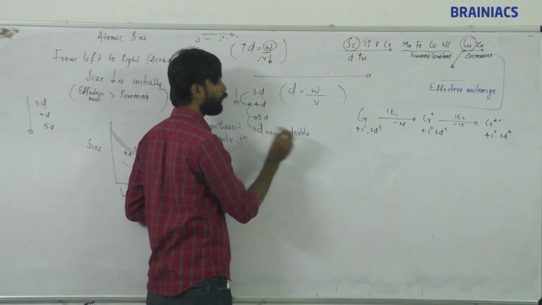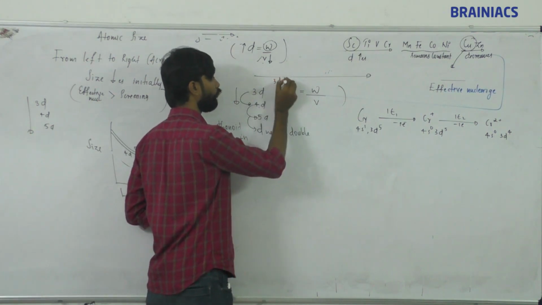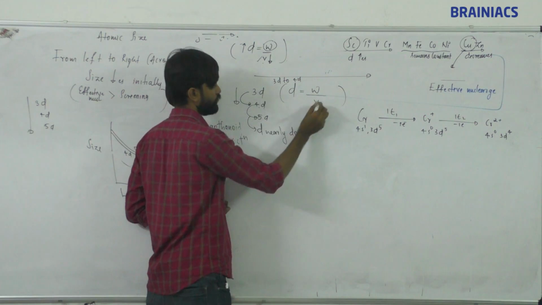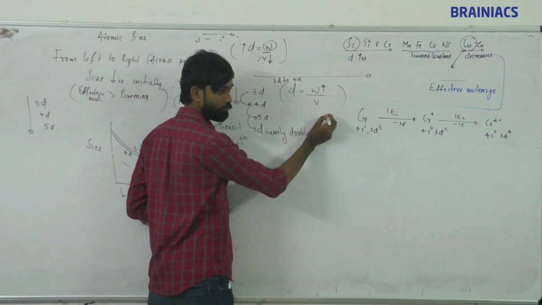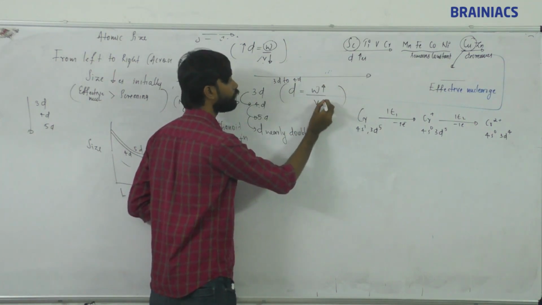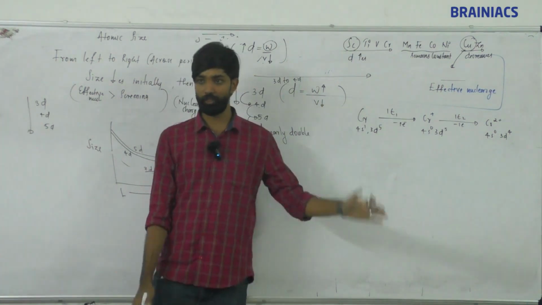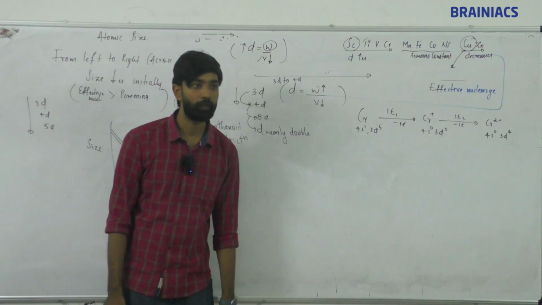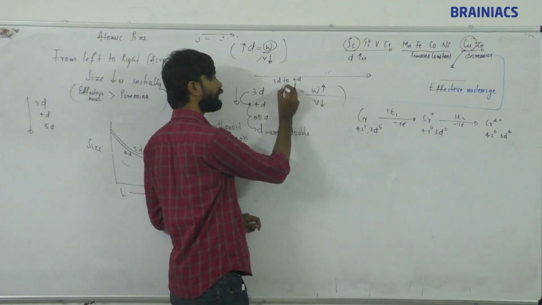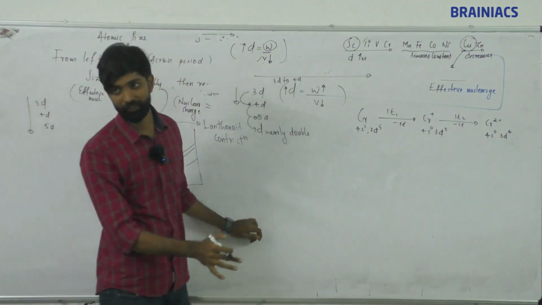From 3D to 4D, what happens? Mass increases, but size decreases, but the mass factor dominates. So density increases in a normal way.